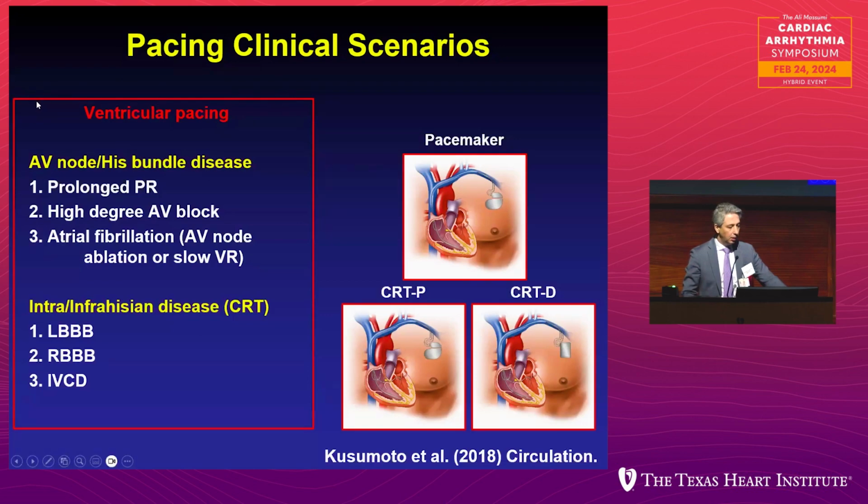Based on the level of conduction system disease, at the level of the AV node or His bundle, you may have prolonged PR, high degree AV block, or atrial fibrillation with either AV node ablation or slow ventricular rate. This typically will result in a high degree of ventricular pacing. When you have intra- or infrahisian disease, you have left bundle branch block, right bundle branch block, or IVCD, for which we frequently use cardiac resynchronization therapy achieved by ventricular pacing.